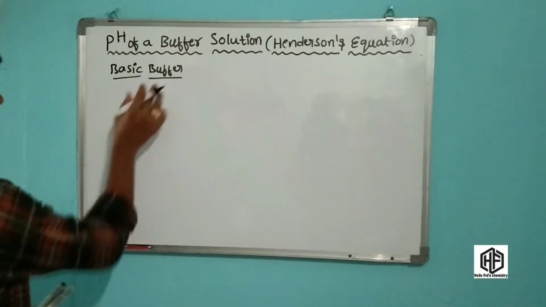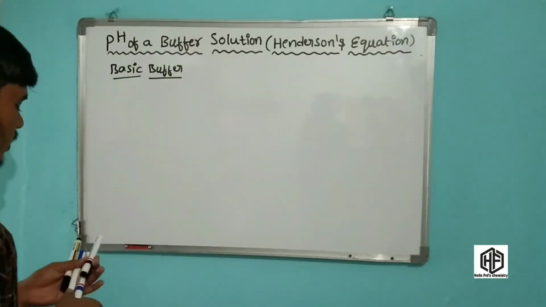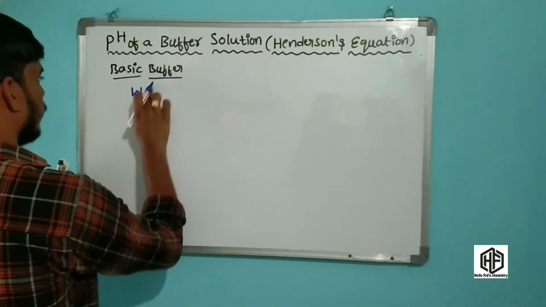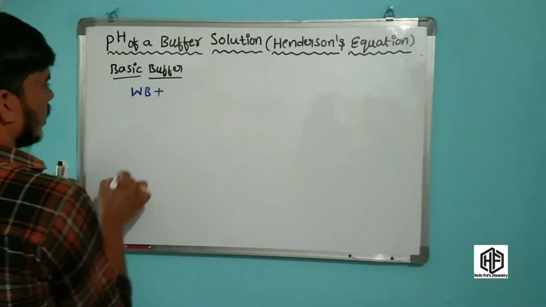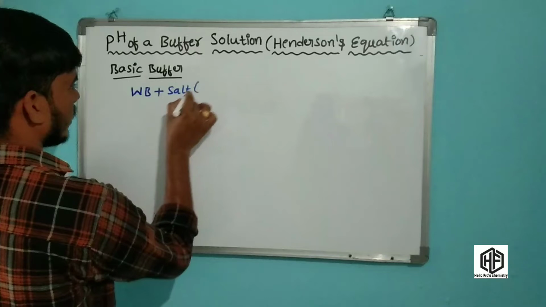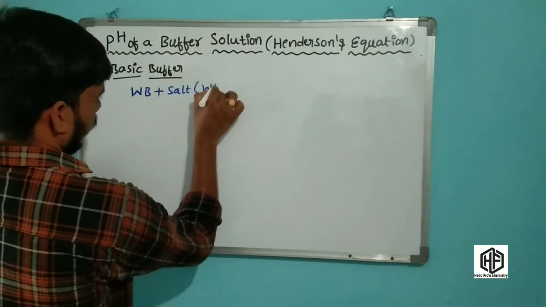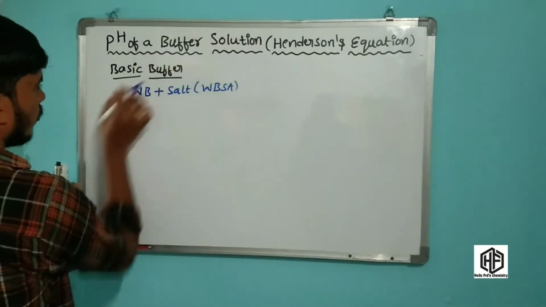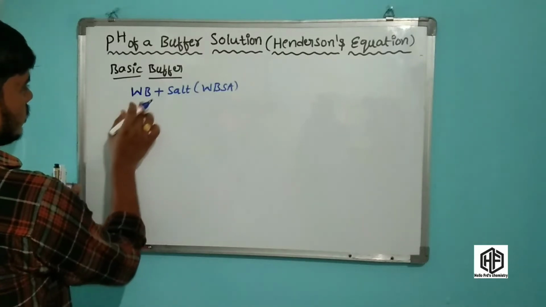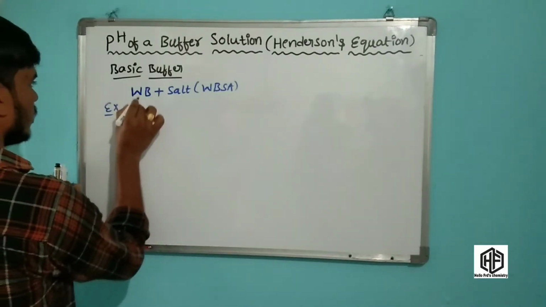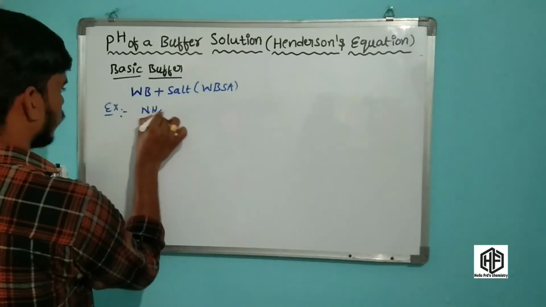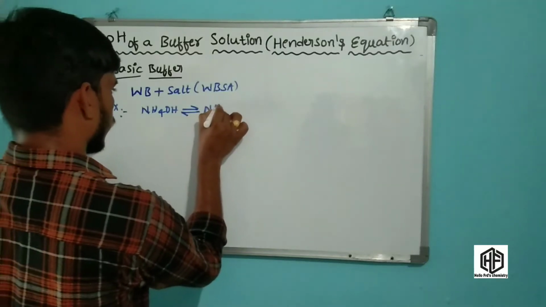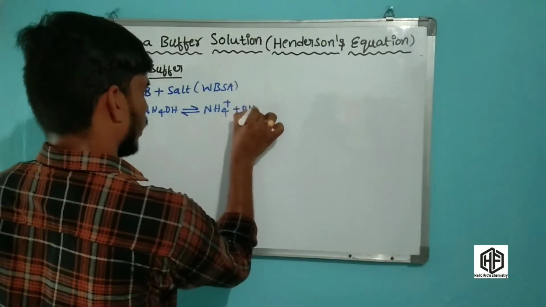Let us find out the pH of buffers in a basic buffer. Friends, you know that a basic buffer is the mixing of a weak base plus a salt of conjugate acid, that is, weak base and strong acid. An example of this basic buffer: the weak base NH4OH is partially dissociated to form NH4 plus and OH minus.